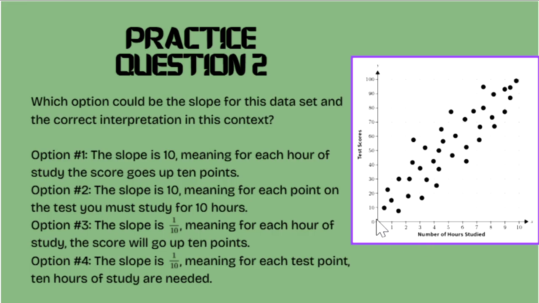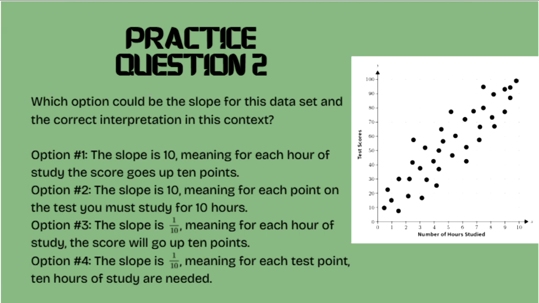If the slope is 10, it means we're going up 10 over 1, up 10 over 1, and so on. If the slope is 1/10, it means we're going over 1, up 1 over 10. So obviously these two are out. That doesn't make any sense looking at that graph. So these 1/10 options are gone. So the slope is 10, meaning for each hour of study, the score goes up 10 points. So we go up 10 over 1 hour, up 10 over 1 hour. That makes sense.